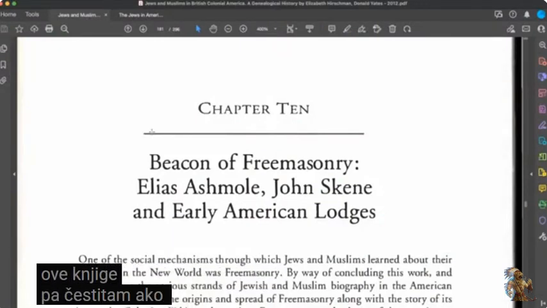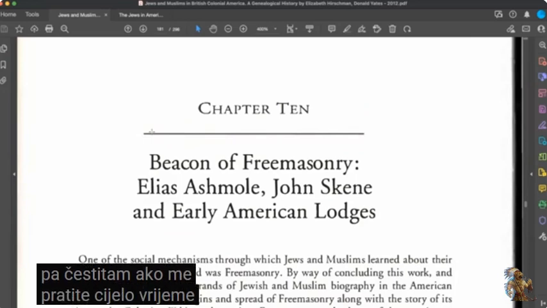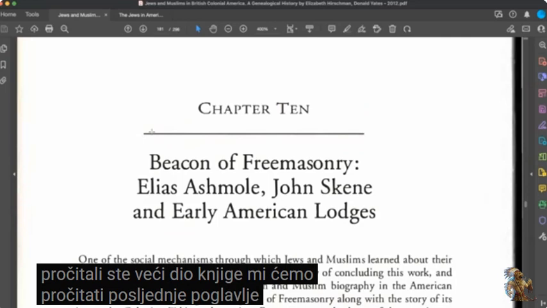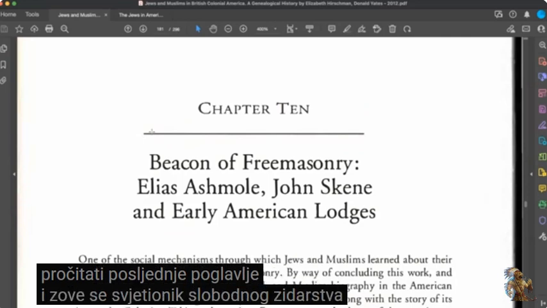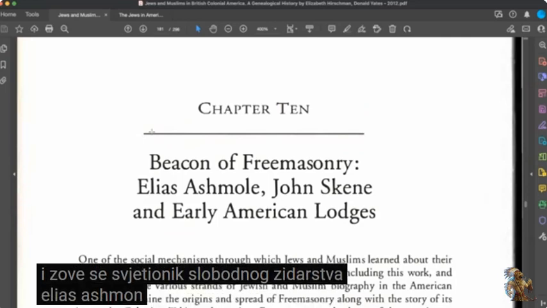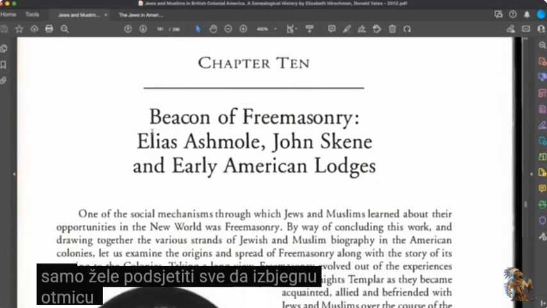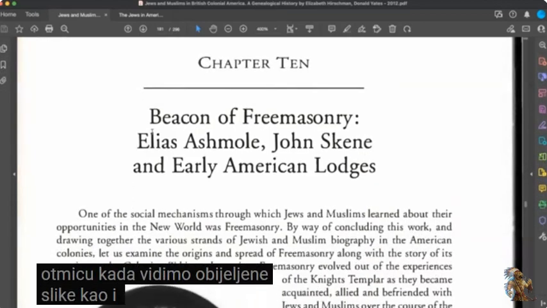So congratulations if you've been following me the whole time. You've read most of the book. We're going to read the last chapter. And it's called Beacon of Freemasonry, Elias Ashmole, John Skene, and Early American Lodges. Just want to remind everybody to dodge the hijack when we see the whitewashed images, like always.